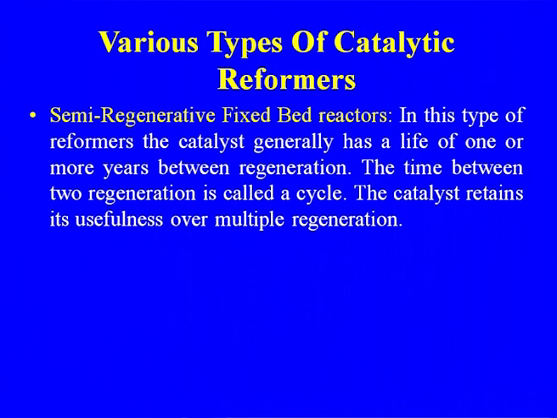Semi-regenerative fixed bed reactor. In this type of reformer, the catalyst generally has a life of 1 or more years between regenerations. The time between two regenerations is called a cycle of the reactor, and the catalyst retains its usefulness over multiple regenerations, but there is definitely some loss during the regeneration process.